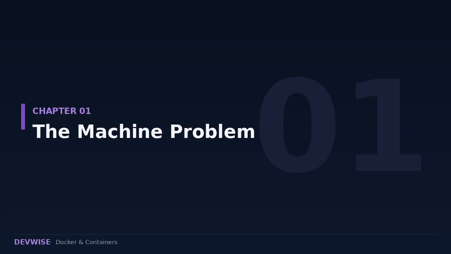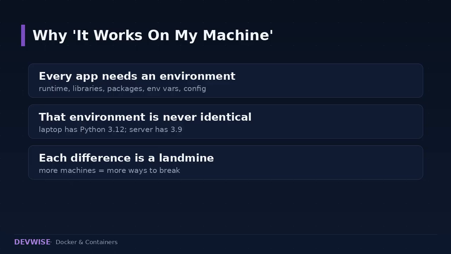Let's begin. Let's start with the problem, because Docker only makes sense once you feel the pain it removes. Every application depends on more than its own code. It needs a particular language runtime: Python 3.12, or Node 20, or Java 21. It needs libraries at specific versions. It needs system packages, environment variables, configuration files. All of that together is the application's environment, and here's the catch: that environment is almost never identical between where you build the software and where you run it.